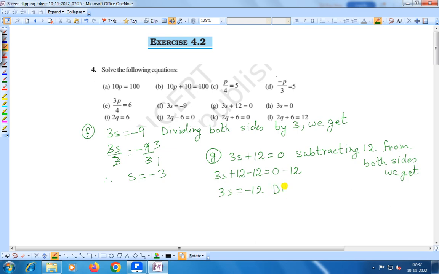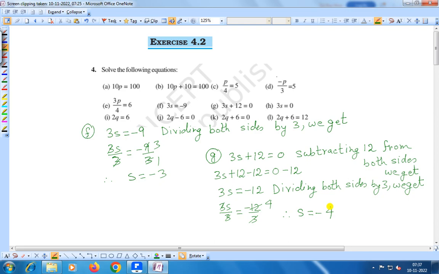Dividing both sides by 3, we get 3s by 3 is equal to minus 12 by 3. That is 3 4s are 12. This 3 will cut. Therefore, s is equal to minus 4.